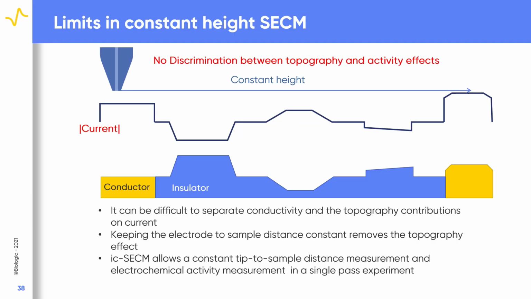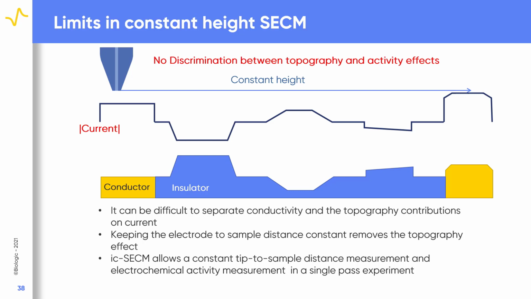There are limits to the applicability of constant height SECM. When a constant height SECM measurement is performed, there is no discrimination between topography and activity effects. Therefore, if a sample with varying activity and conductivity is measured, some interpretation is required. As can be seen in the illustration, an increase in current could be due to the probe moving over a conductor, or it could be due to it moving over a dip in an insulator. For samples like this, data can be difficult to interpret, particularly if the user does not have a visualization of sample topography for a comparison.